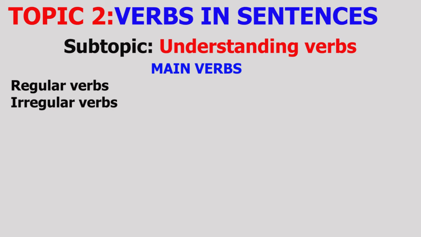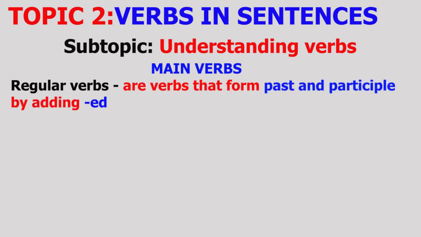If we are speaking of regular verbs, these are verbs that form the past and the participle by adding ed. They are called predictable verbs. Why? Because you can predict the way they are going to form their past tense and the participle form of the verb. Why are they predictable? Because we can just add ed to form the past and the participle form of the verb.